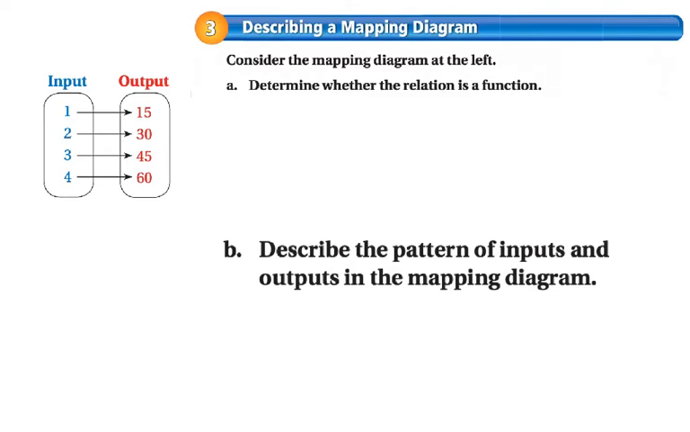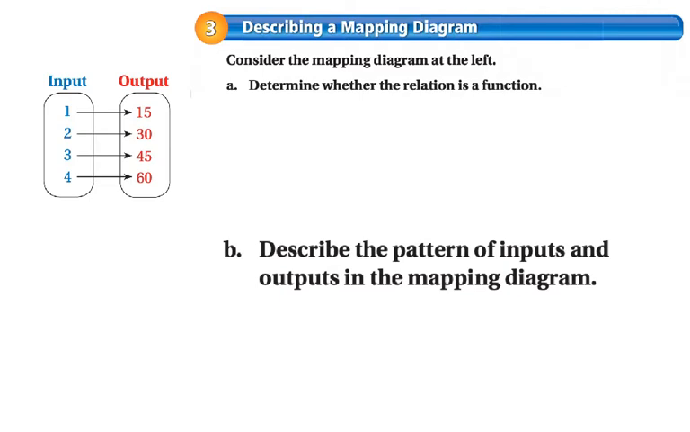In our next and final example, we're going to talk about how we can describe mapping diagrams. And what they're asking us to do is consider this mapping diagram over here on the left. It is a function, which is what we're going to talk about first, but you should be able to see that because every input only goes to one number. There are no inputs with more than one arrow coming away from them.